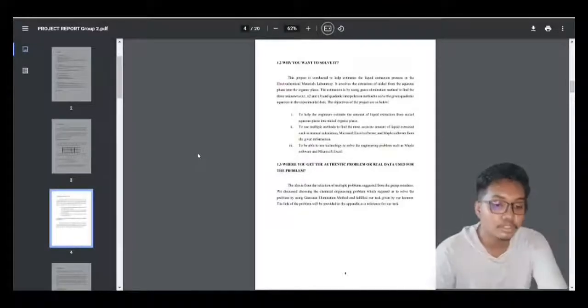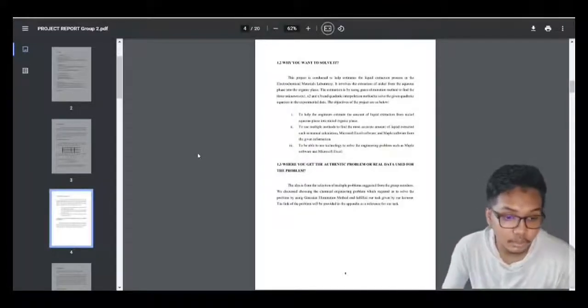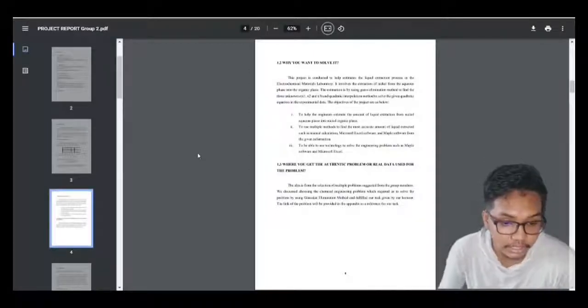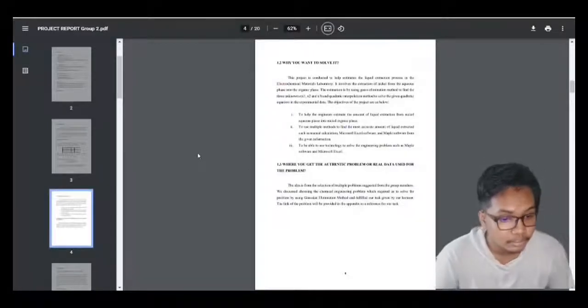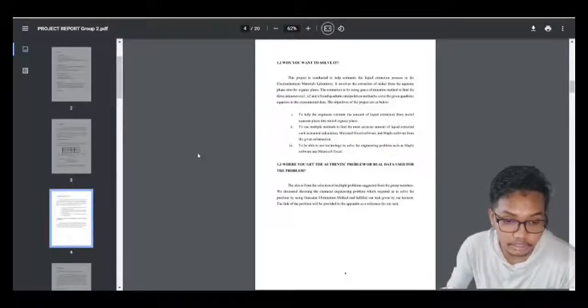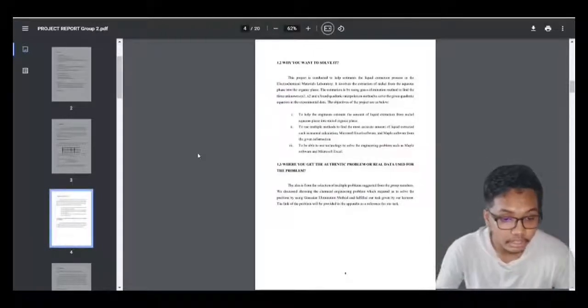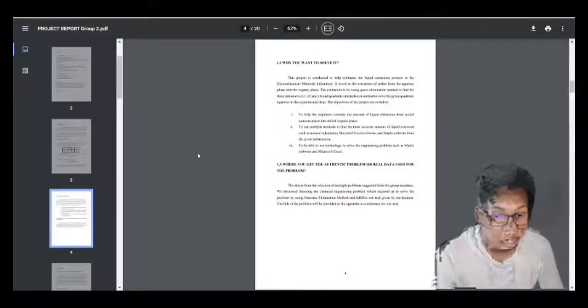So why do we want to solve it? The project is conducted to help estimate the liquid extraction process in the electrochemical material laboratory. It involves the extraction of nickel from the aqueous phase into the organic phase. The estimation uses the Gauss elimination method to find the three unknowns S1, S2, and S3, and the quadratic interpolation method to solve the equivalent quadratic equation in the experimental data.